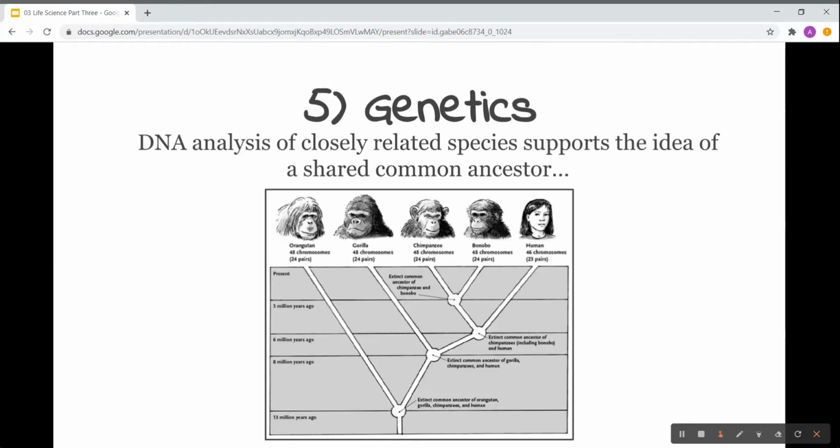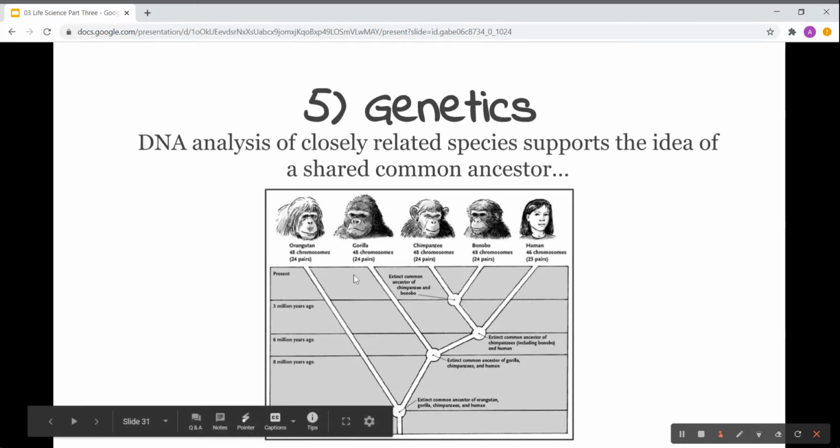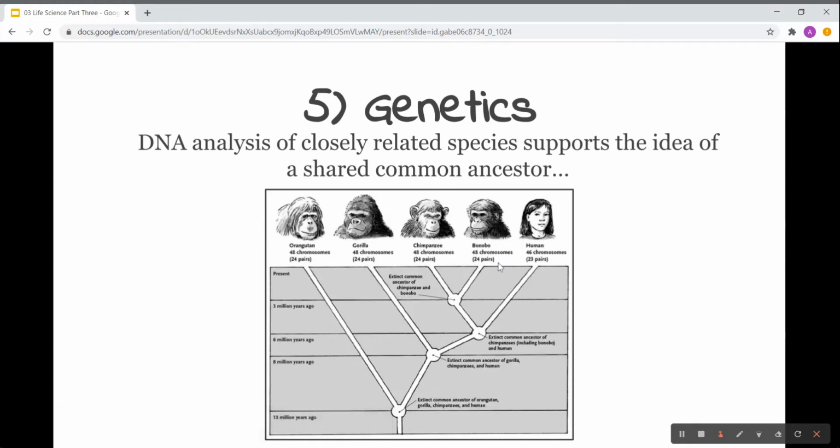Okay. Genetics. DNA analysis of closely related species supports the idea that we share a common ancestor. So all the monkeys have 24 pairs of chromosomes, and we have 23.